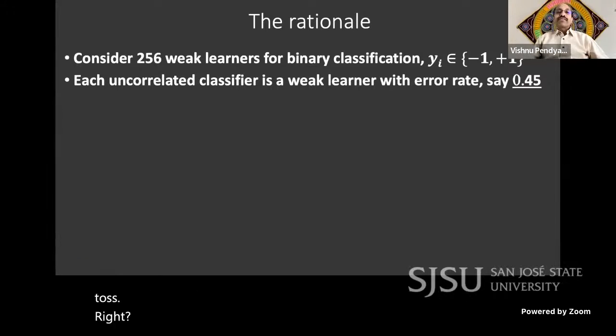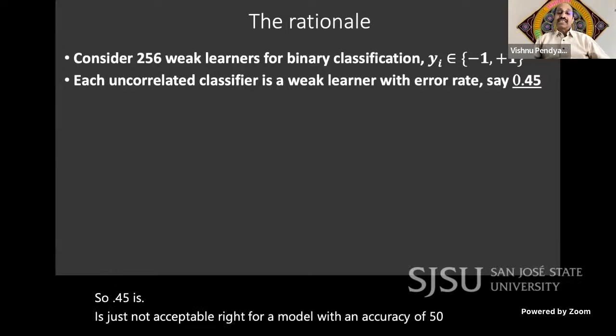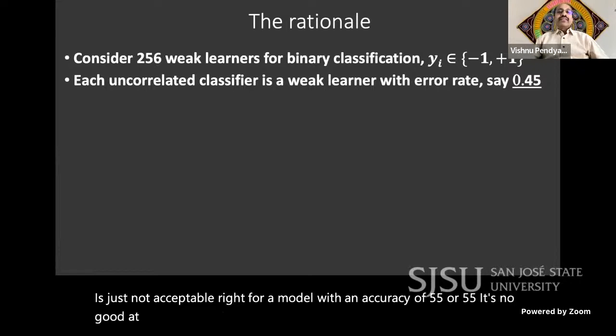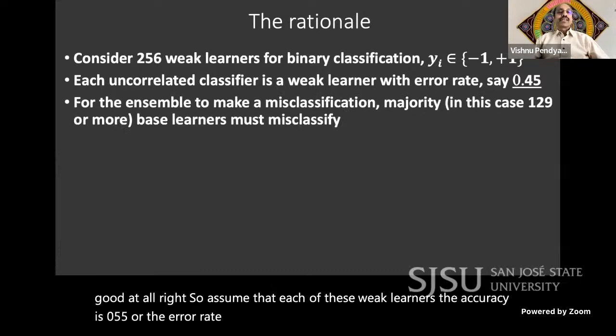So 0.45 is just not acceptable, right? A model with an accuracy of 0.55 or 55% is no good at all, right? So assume that for each of these weak learners, the accuracy is 0.55 or the error rate is 0.45.